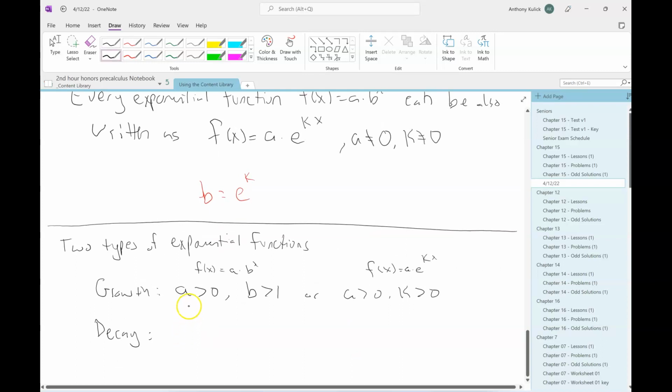And for decay, again, if a is positive and then b is between 0 and 1, or a is positive and k is less than 0, it's decay. And then if a is negative, it's just going to be the opposites.